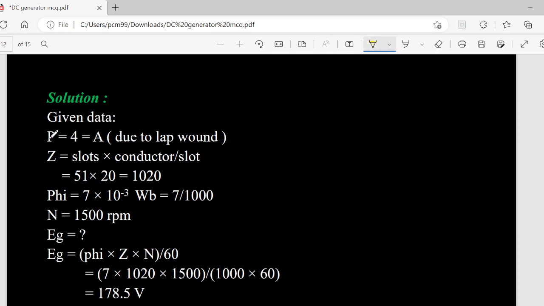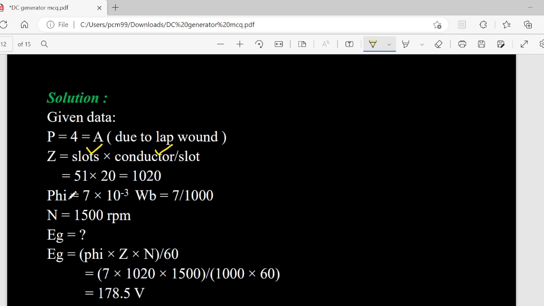The data is given: number of poles equal to 4, and since this is a lap wound, number of poles equal to number of parallel paths. Due to that, P equal to 4 equal to A. Then number of slots is given, number of conductors per slot is given. But number of armature conductors is not given. Due to that, we will calculate number of armature conductors Z, and Z equal to 51 multiplied by 20. 51 is the slots and 20 is the conductors per slot. So you will get 1020 armature conductors.